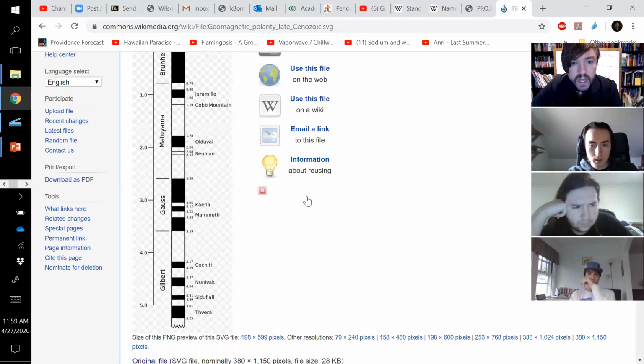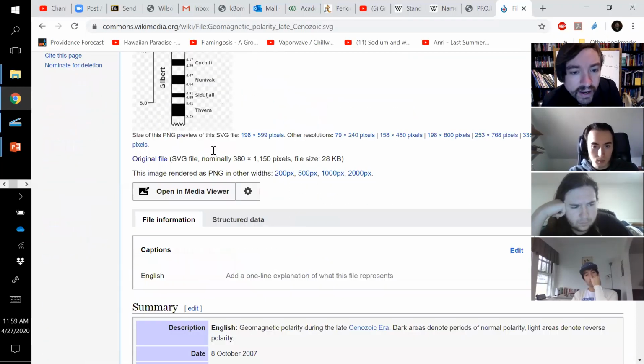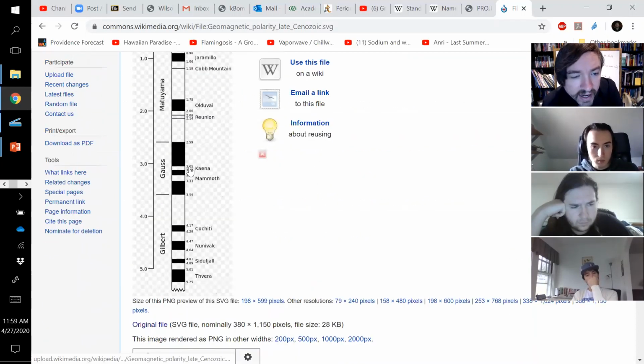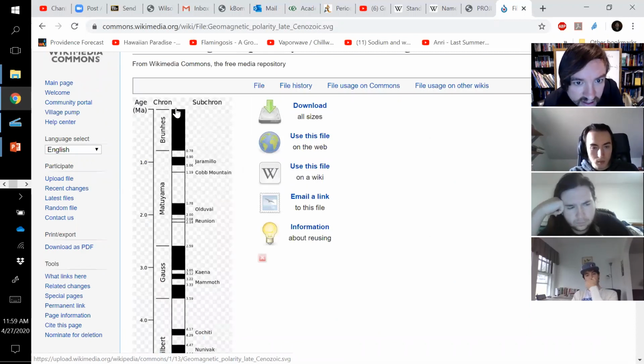They do not happen instantly. They take time, but all right, it would help to know exactly what's being plotted here. My interpretation of this is it's black versus white, and when it's black, the North Pole is pointing up, and when it's white, the South Pole is pointing up.